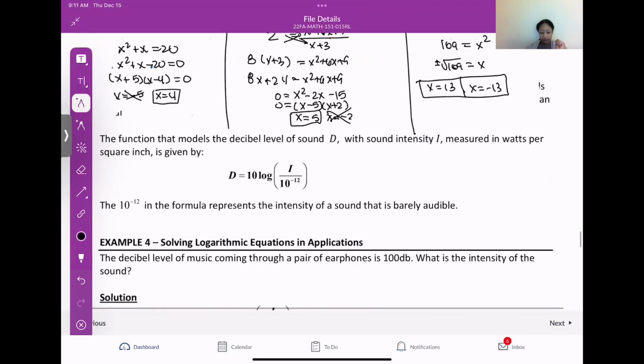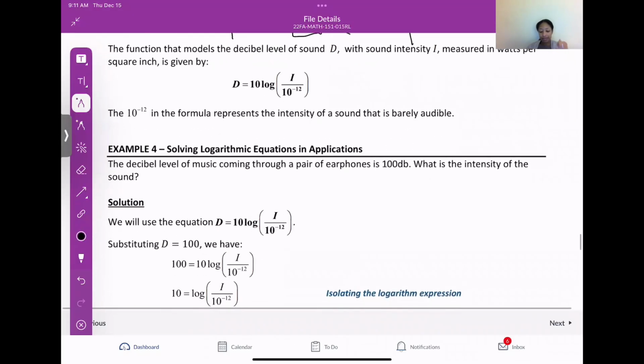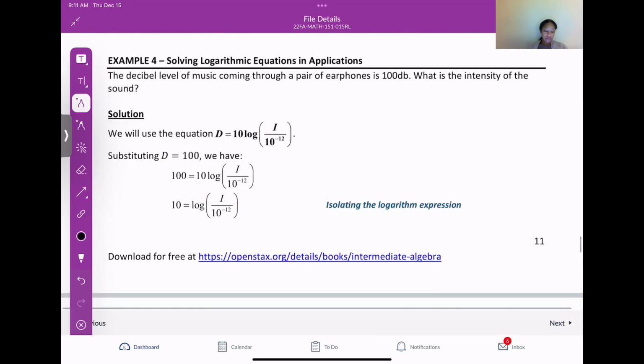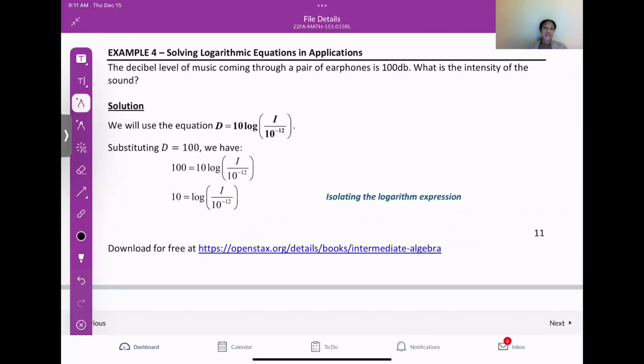The function that models the decibel level of sound, D, with sound intensity, I, measured in watts per square inch, is given by a logarithmic function. D is equal to 10 log of I over 10 to the -12th power. And again, I is the intensity, and D is the decibel level. So number 4 goes through an example of how this can be used. We can just read through it and then we'll do one example of our own.